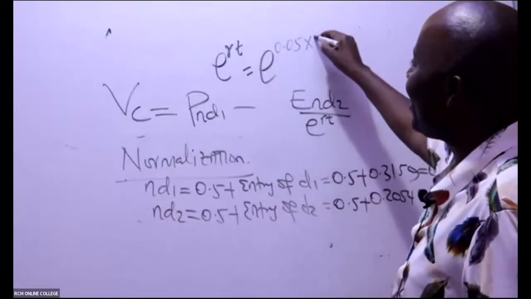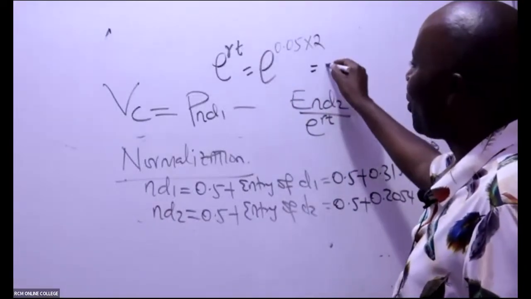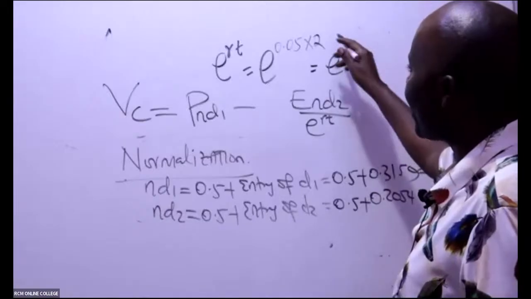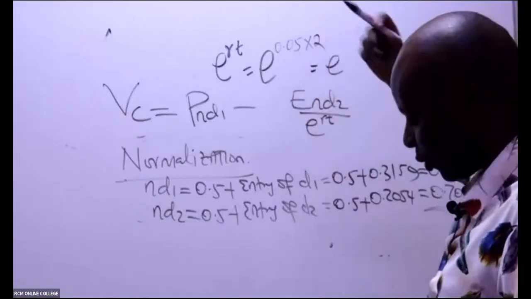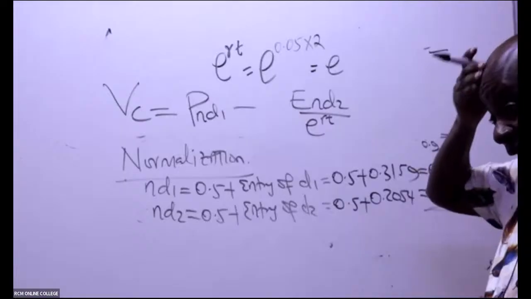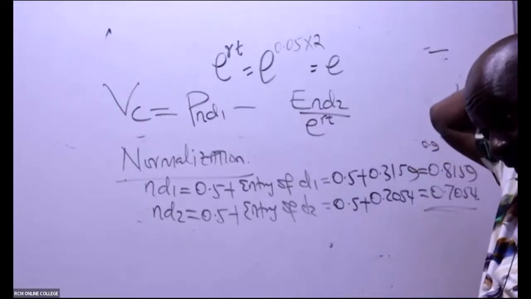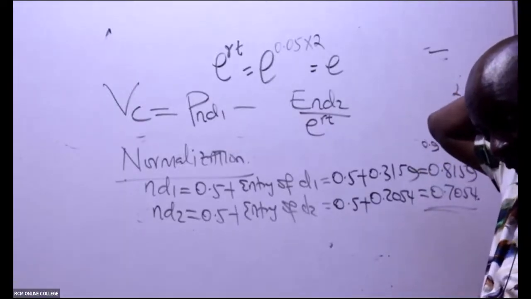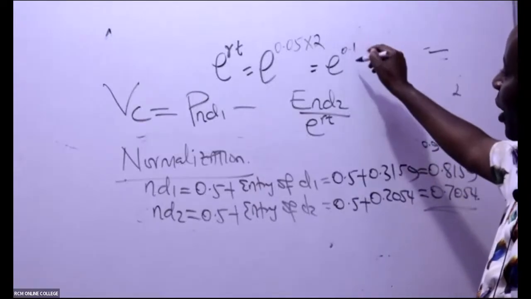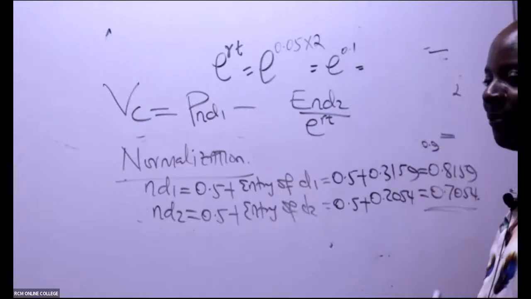0.05 times T, T is 2 years. So this will be E raised to what here, somebody please? What is 0.05 times 2? We don't want to guess things. We are now tired. Is it 0.1? 0.1. So are you able to do this in your calculator?